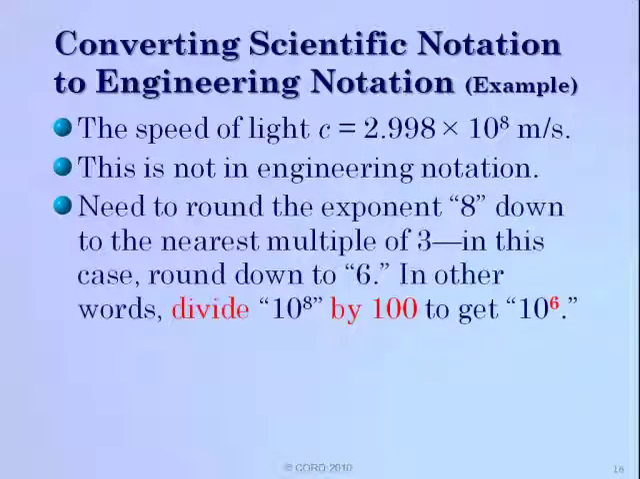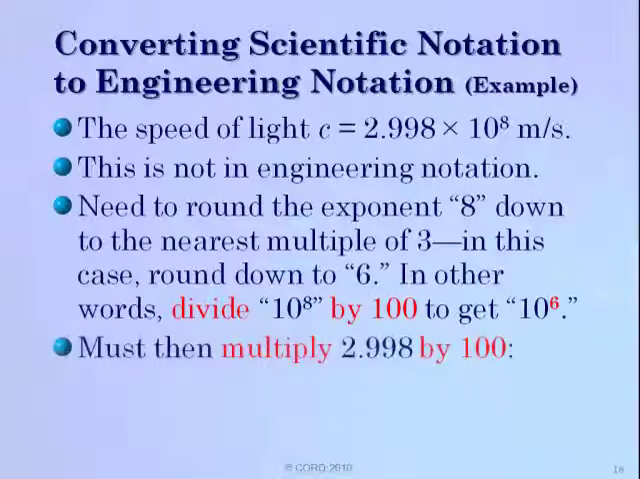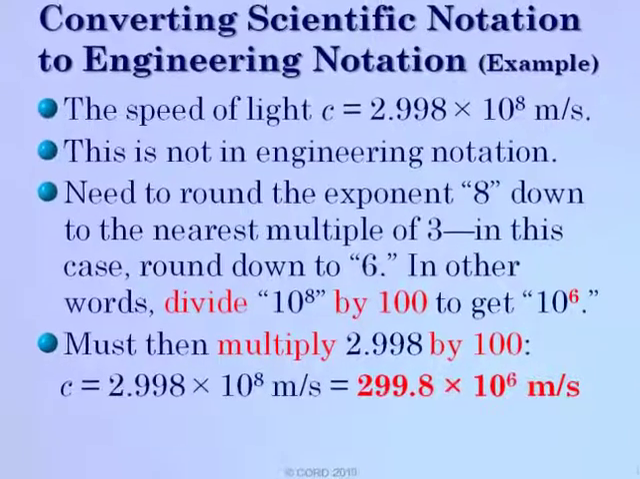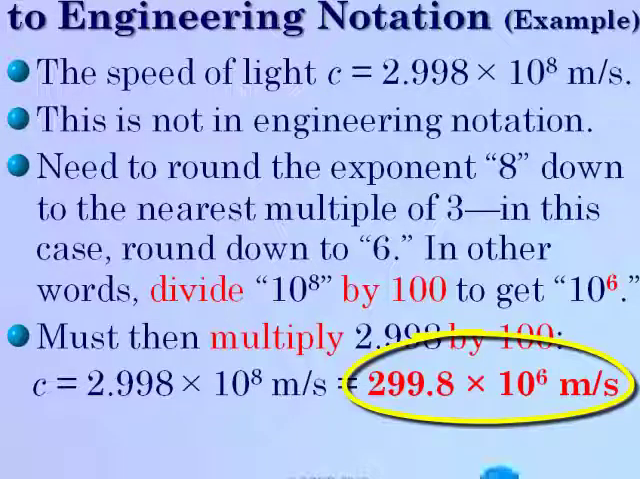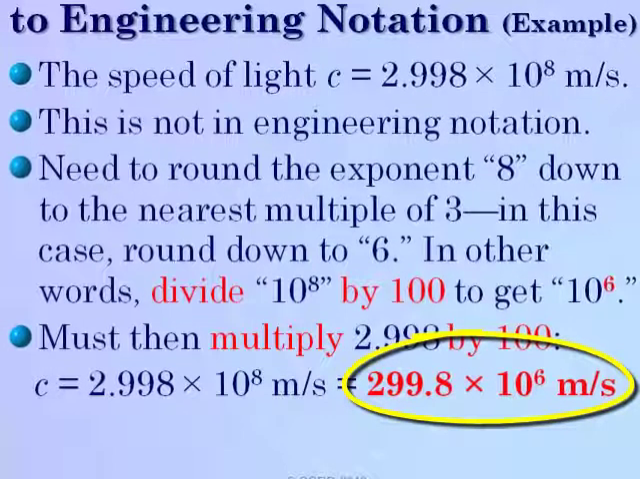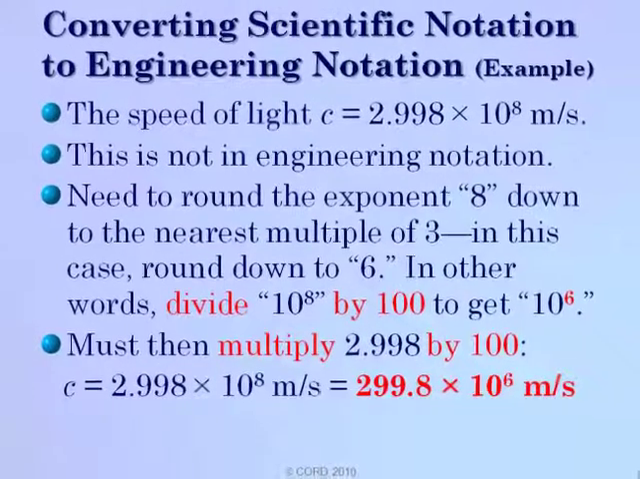So we'll need to round that 8 down to the nearest multiple of 3, which in our case would be 6. In order to do that, we'd have to divide 10 to the 8th by 100 to get 10 to the 6th. So we'd have to also multiply the prefix by 100 to keep the same value. So we'll multiply the prefix by 100 and divide the exponent by 100. So we'll end up with 299.8 as the prefix and 10 to the 6th as the base and exponent, as our number in engineering notation.